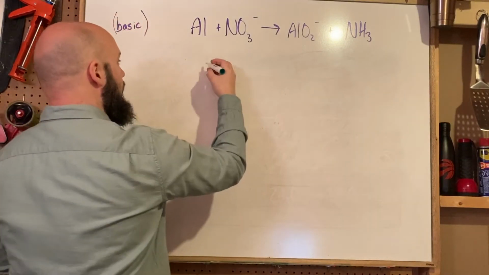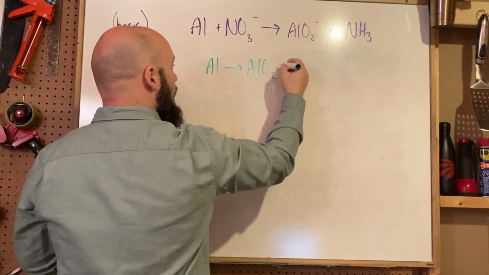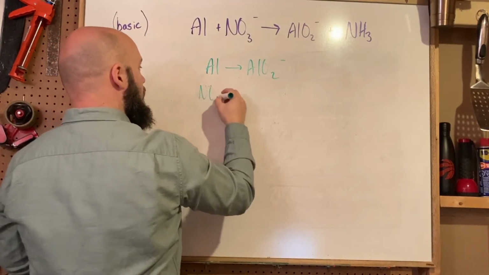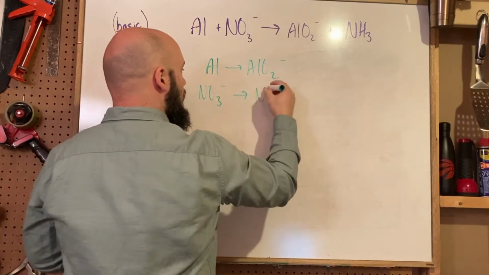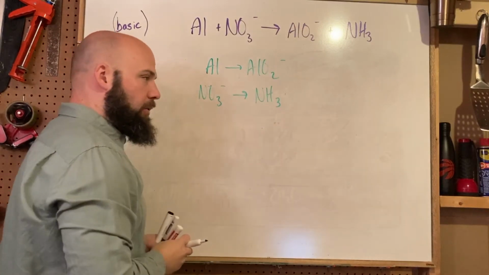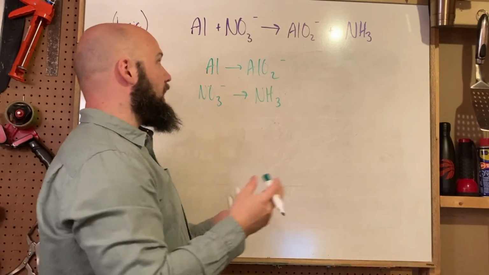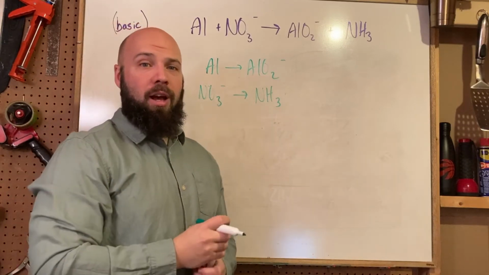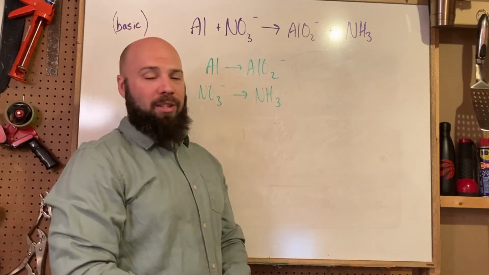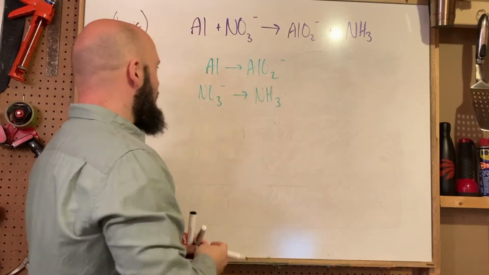You split it into the half reactions, aluminum and nitrogen-based reactions, like so. Make sure you keep those charges. One of the most common mistakes in these questions is forgetting to write a charge, and then when you reach the balancing charge step, it just doesn't work out and you get frustrated.